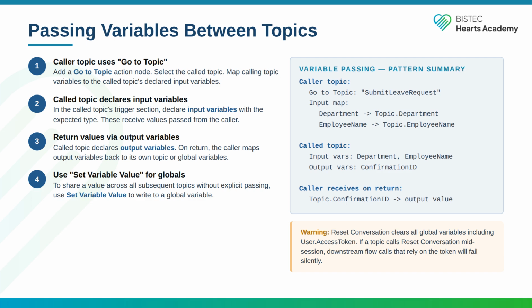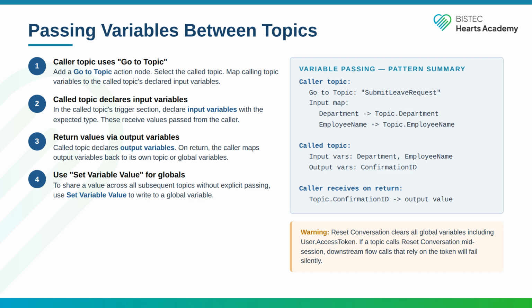To return values, the called topic declares output variables. When the called topic completes and returns control to the caller, the output values are available to be mapped back to the caller's own topic or global variables. For values that need to be accessible across all subsequent topics without explicit passing each time, use a setVariableValue action to write the value to a global variable. This is the more convenient approach for widely shared state, like the user's department or their authenticated user ID.